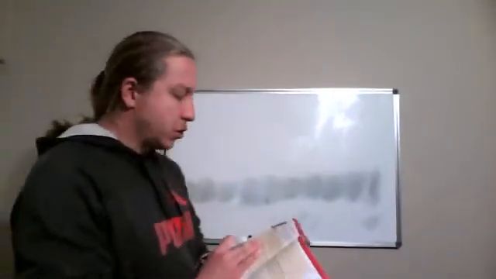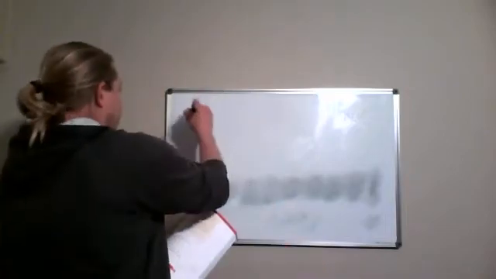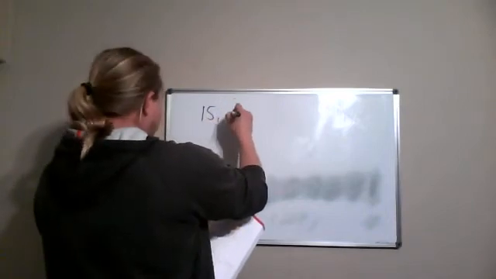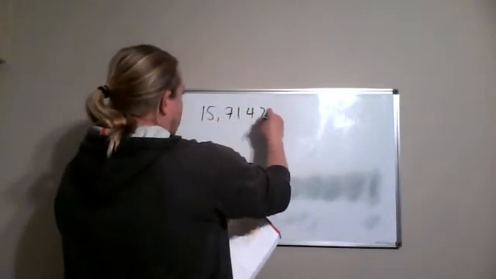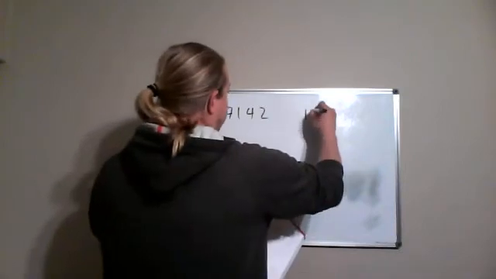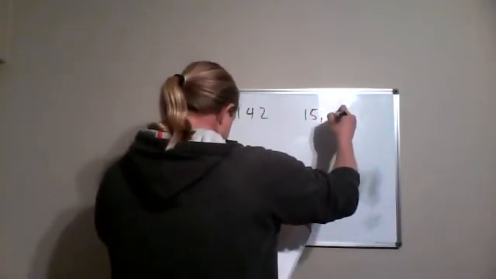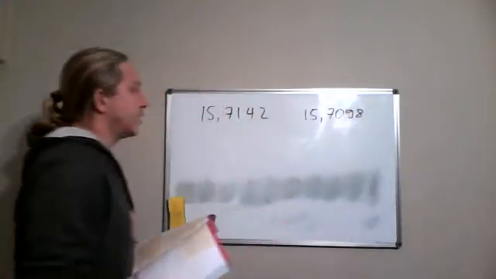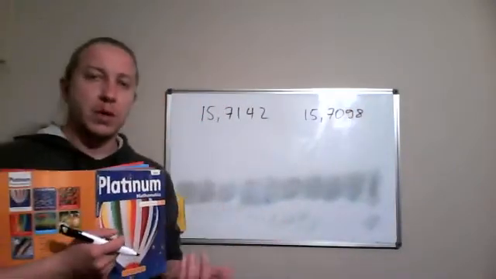Okay, so the way we're going to do that is, let's start with the example on page 92. It says compare the following two decimal fractions by replacing the star with the correct relationship sign: less than, greater than, or equals. Number one, we have 15.7142, and the other number is 15.7098. Okay, guys, these are our two numbers. We need to tell which one is bigger.